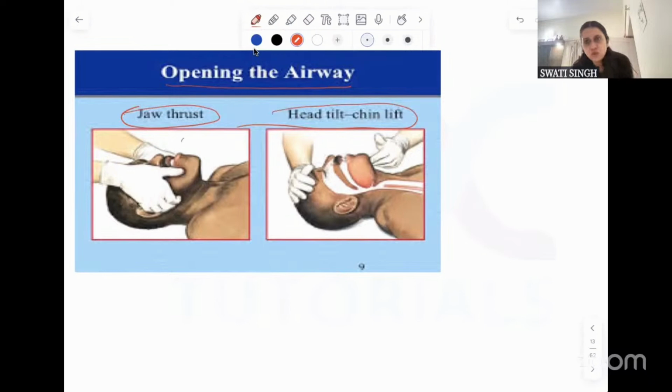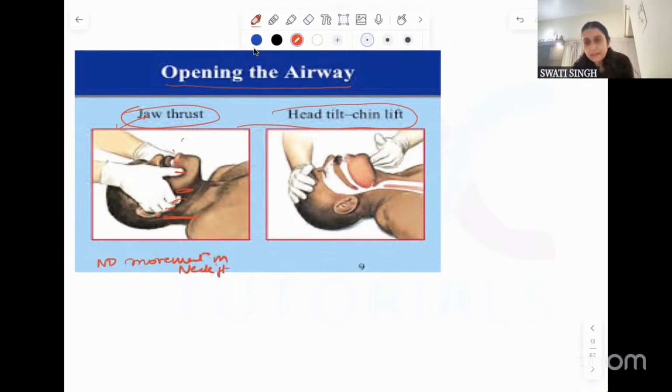Let us see jaw thrust. For jaw thrust, we keep the head and neck in neutral position, and with our thumb we open the oral cavity, and with our lower three fingers on both sides of the face, we lift the jaw, or thrust the jaw forward. In jaw thrust, there is no movement of the neck joint.